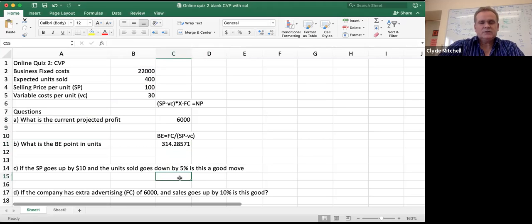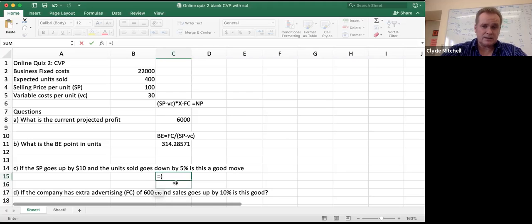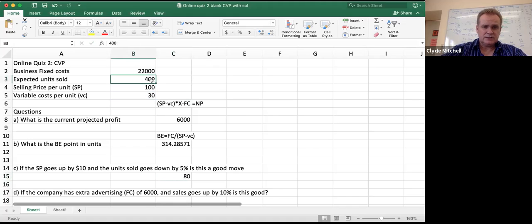So the next couple of examples are basically just going to ask us to rework our profit and see whether it is more or less than the original amount of 6,000 after we changed our fixed cost there. So in this particular case, our selling price is going to go up by $10. So our selling price is equal to, and I'm going to just type this in now because it was 100, so it's now going to be 110. Our variable cost hasn't changed.